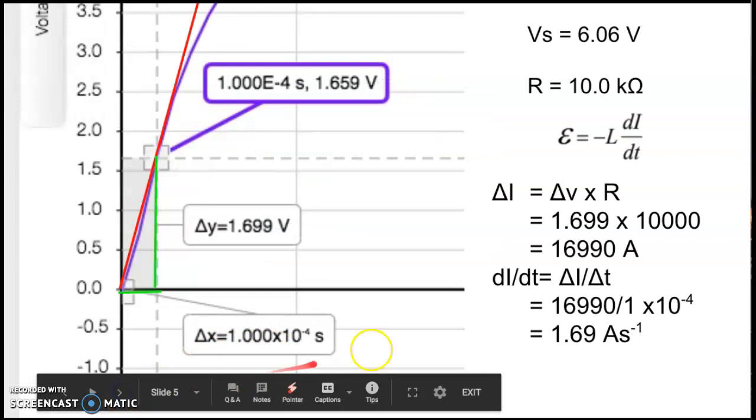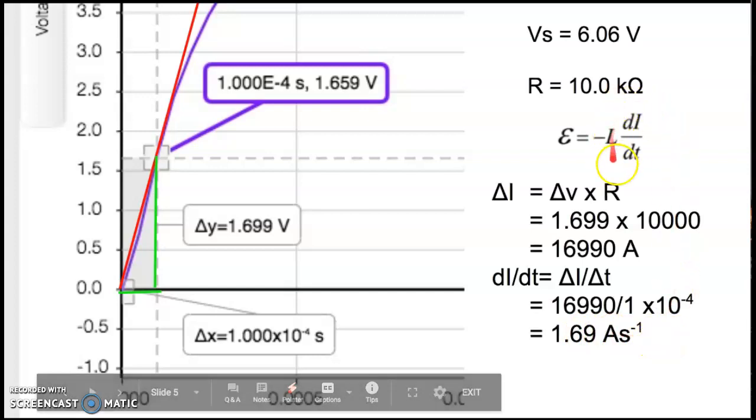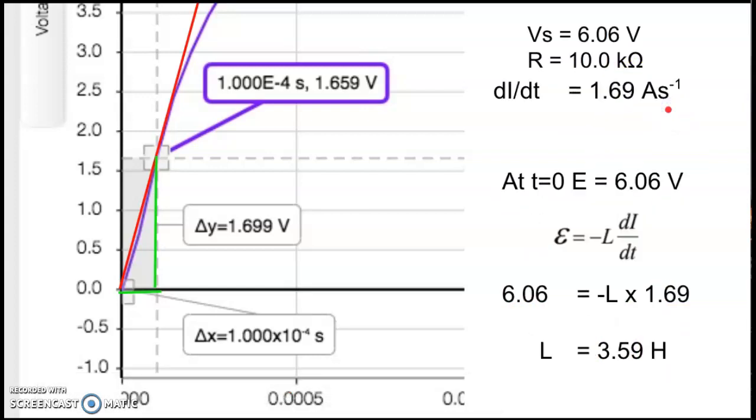So let's go back to this here. The rate of change is di by dt, so it's that change in current divided by the time, we get 1.69 amps per second. That's the di by dt in Faraday's equation.